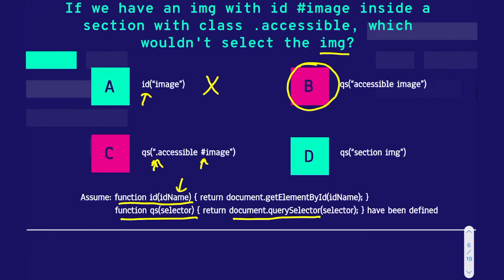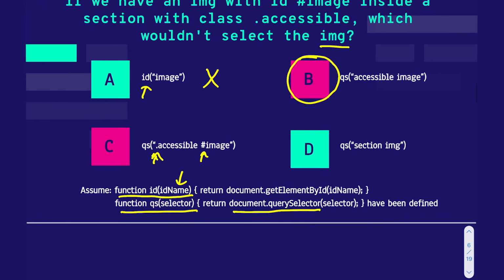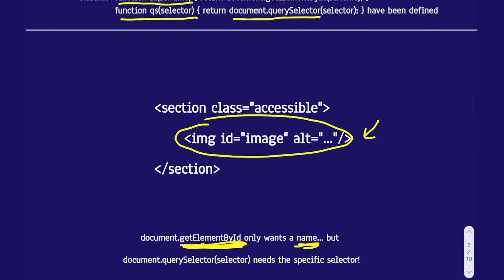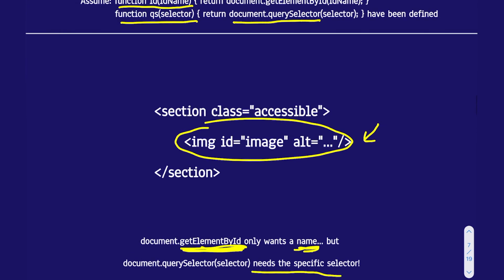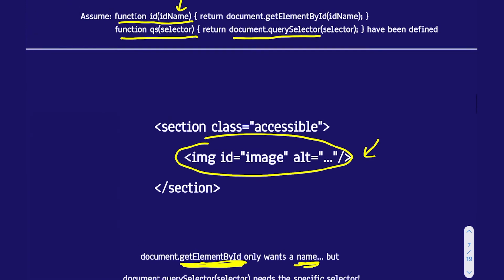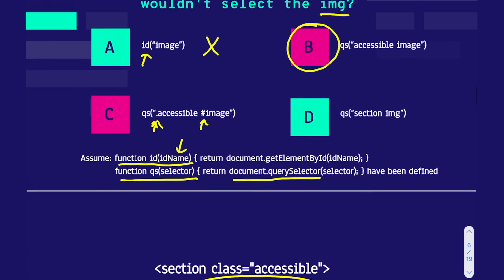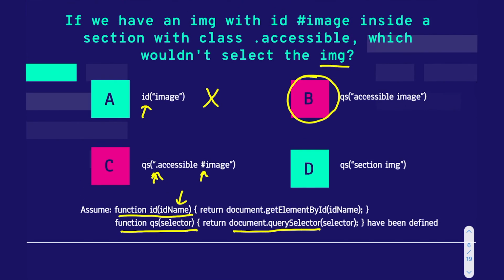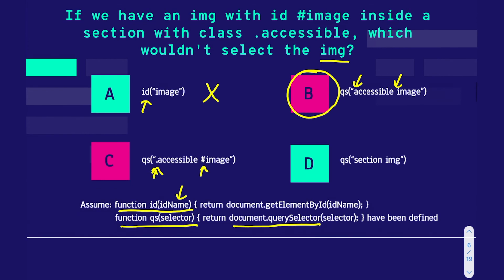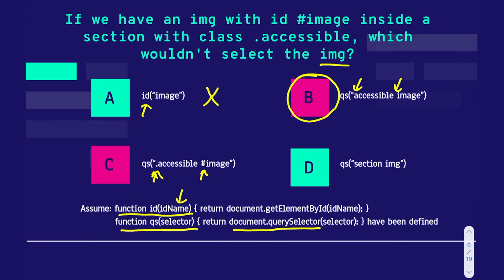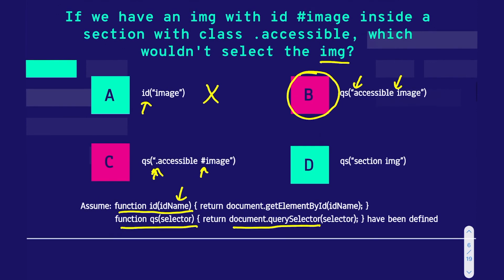B will not work. The reason why is query selector needs the actual selector. Query selector can be used for both classes and IDs, and if you're not specifying which one of these is an ID, which one's a class, it just won't know, right? It'll say, is accessible an ID? Is it a class? But I mean, I don't know. It could be either. So this one actually will not select the image.